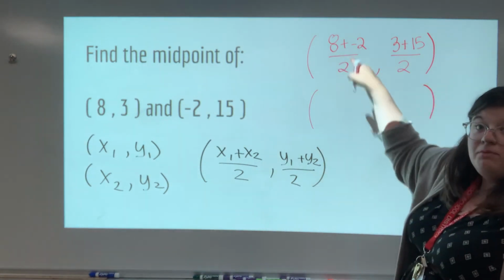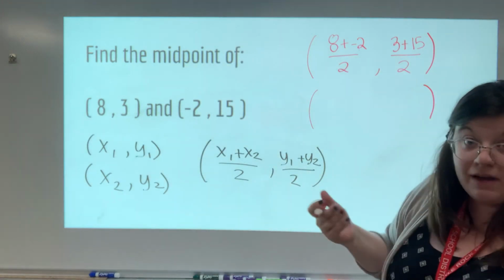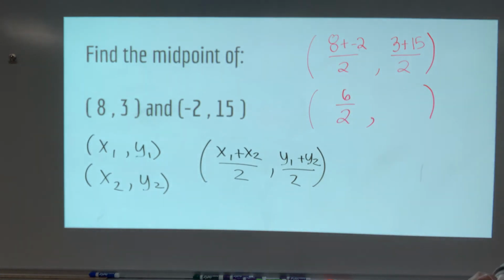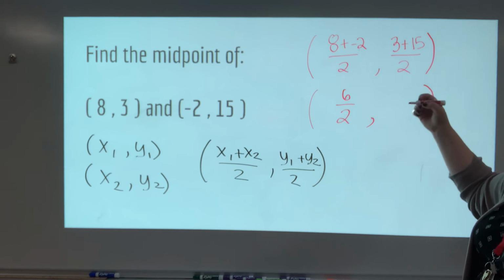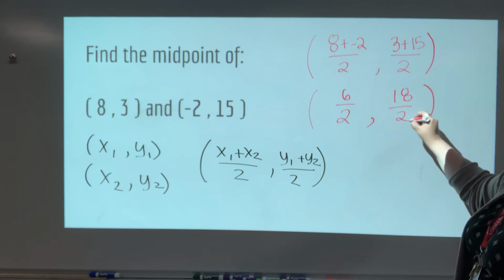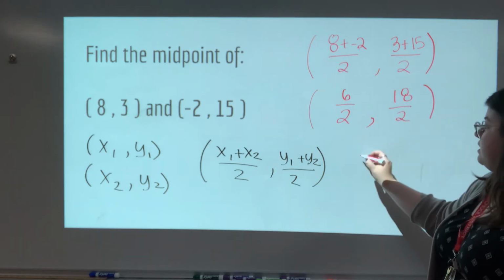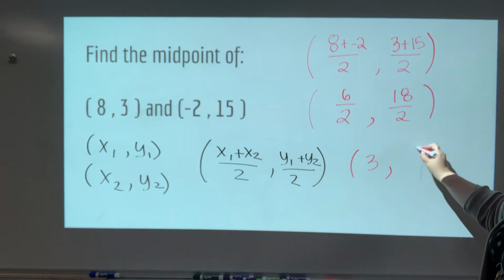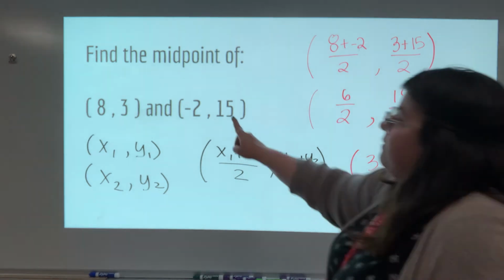Again, we have to add the top before we divide by 2. So I'm going to do 8 plus -2. That gives me 6, still being divided by 2. Comma, what's my y? I've got 3 plus 15 and then divide by 2. So 3 plus 15 is 18. And then divide by 2, all right? And then we can simplify that. We've got 6 over 2, that is just 3. And then 18 divided by 2 is 9. So you should have gotten a midpoint of 3, 9. All right, the point 3, 9 is exactly between the 2 points here.